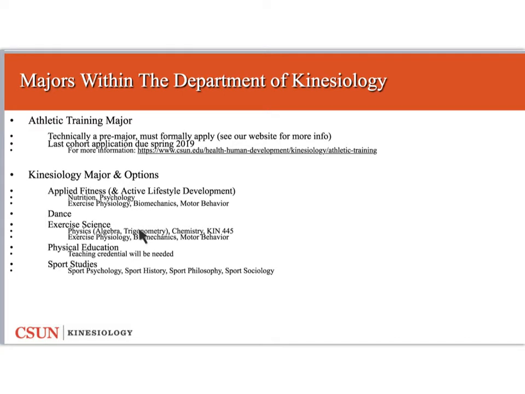Most kinesiology majors are only required to take statistics, but if you're going to be exercise science, you're going to need some additional math in order to take physics. You will need chemistry, and you will need to take Kin 445, which is our advanced biomechanics class. So that's really the difference between applied fitness and exercise science.